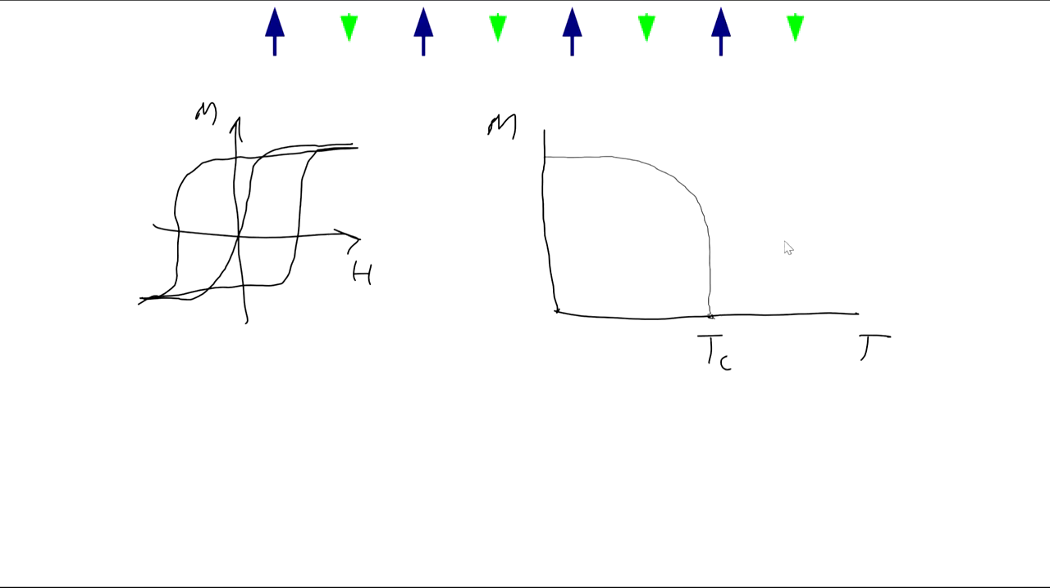That's a temperature where above it we have a paramagnetic state, and below we have a ferromagnet. Let me write it right here. So this is ferromagnet. FM everywhere, wherever I use it in the course, stands for ferromagnet.